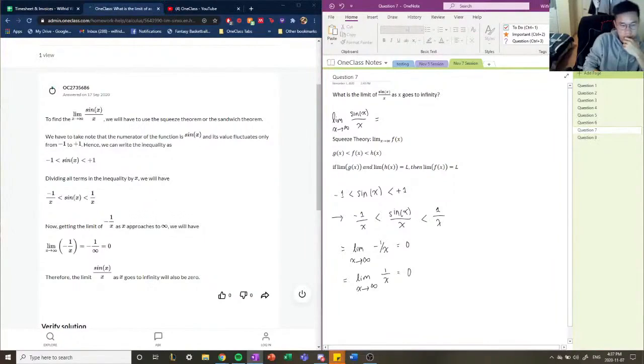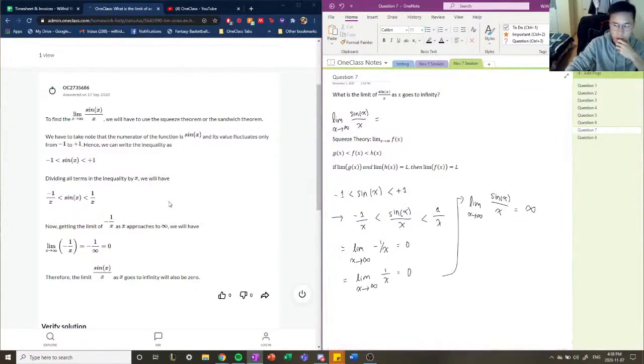So now that we see that the limit of negative 1 over x and 1 over x equals 0, then by the squeeze theorem, we know that the limit as x approaches infinity of sine x over x equals 0. So that's how the sandwich theorem works, the squeeze theorem. It's actually very useful for any of these sine or cosine functions where they're periodic functions. So yeah, that's how we use the squeeze theorem to solve this limit.